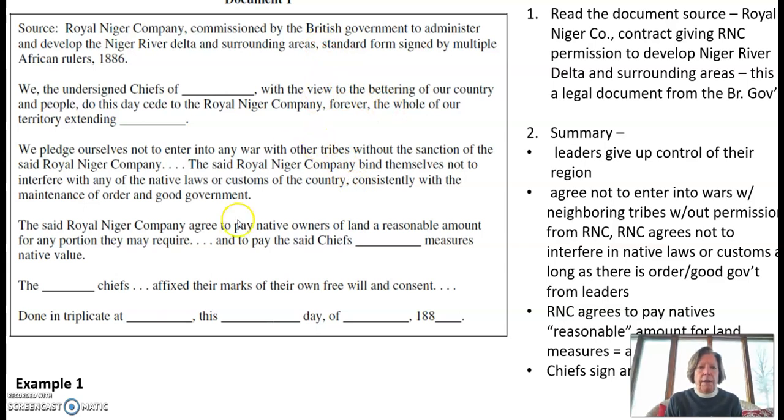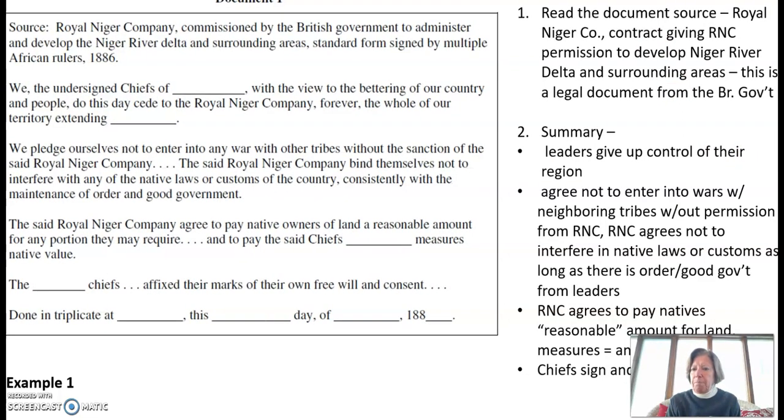And document 1, this is our first example. I'm going to read the document source, and the document source is the Royal Niger Company. It's commissioned by the British government to administer and develop the Niger River Delta and the surrounding areas. It's a standard form signed by multiple African rulers in 1886. So basically, this document is a contract giving the Royal Niger Company permission to develop the Niger River Delta and its surrounding areas. It's a legal document from the British government.